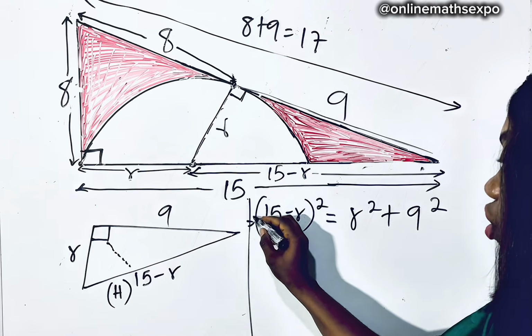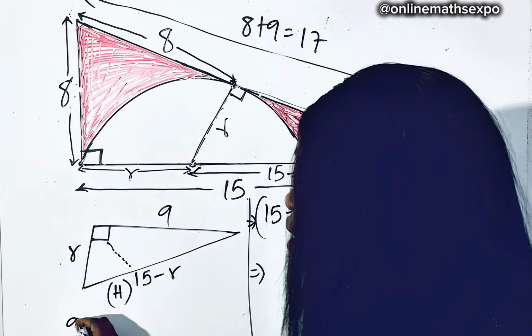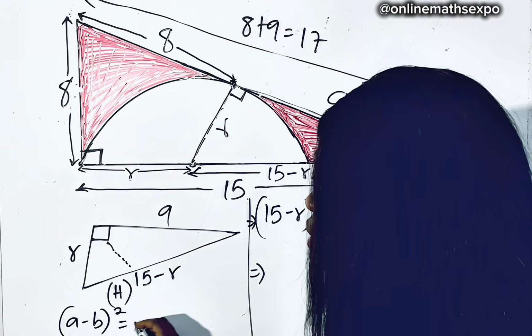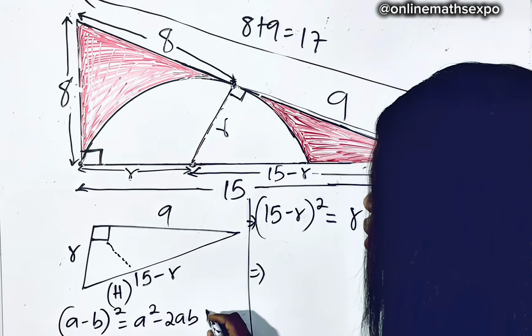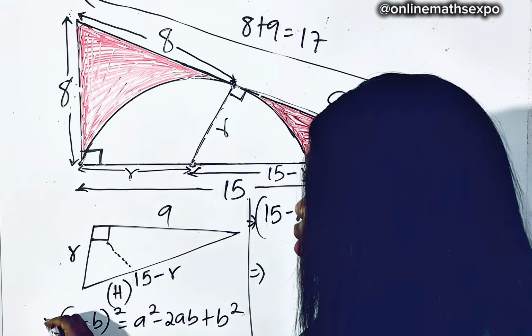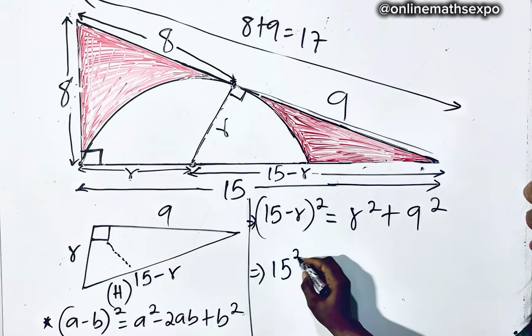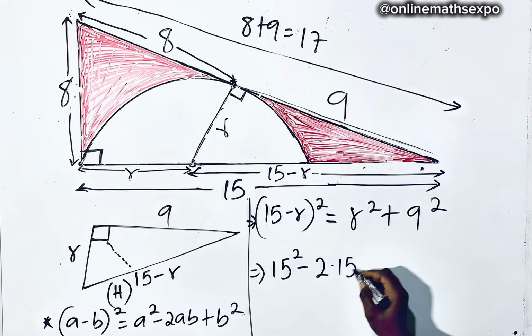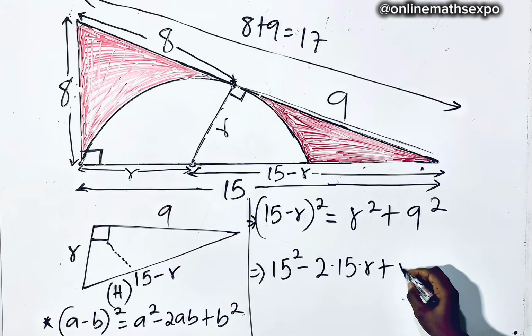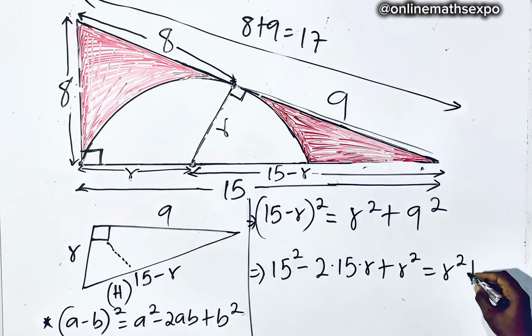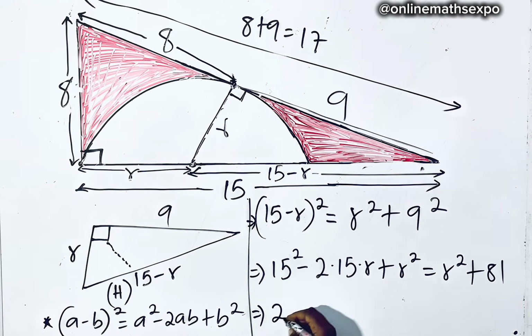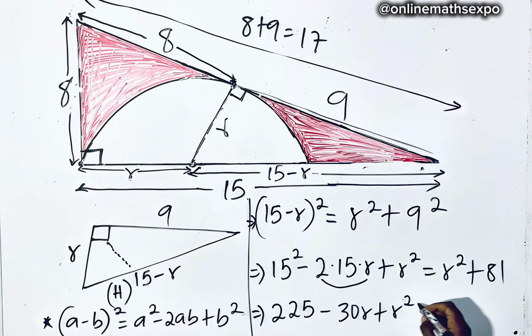Now, how do we expand this? Just remember that for every (a minus b) squared, it's always a squared minus 2ab plus b squared. This is your algebraic identity. So apply it here. We now have 15 squared minus 2 times 15 times r plus r squared is equal to r squared plus 9 squared, which is 81. Keep solving. Square this, it gives you 225. Multiply this, it gives us negative 30r plus r squared is equal to r squared plus 81.